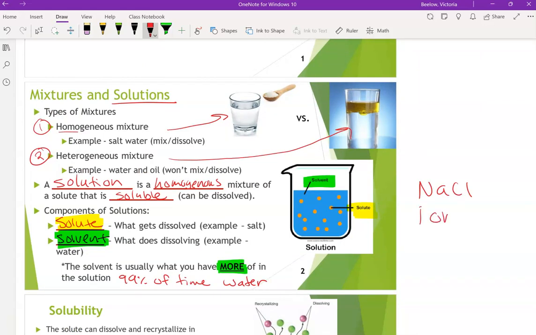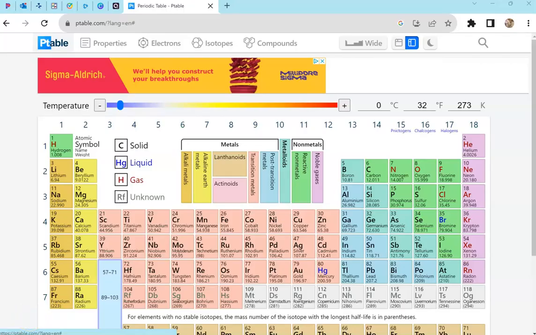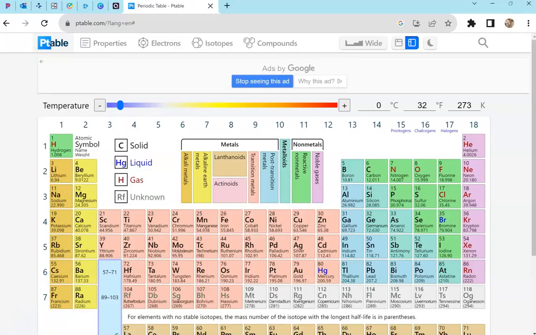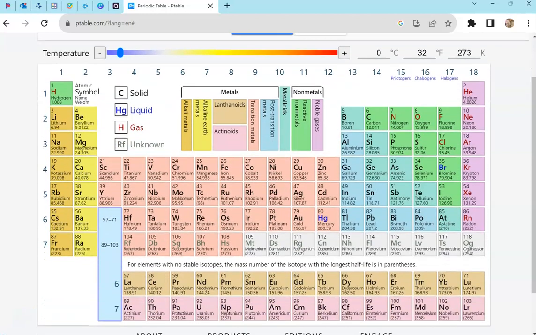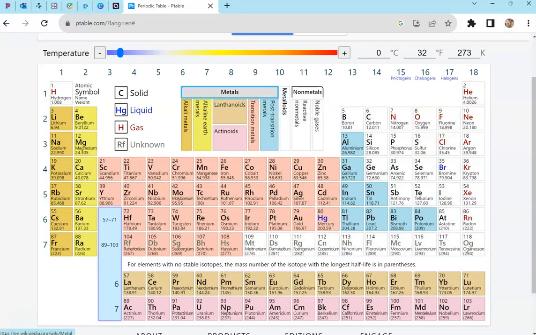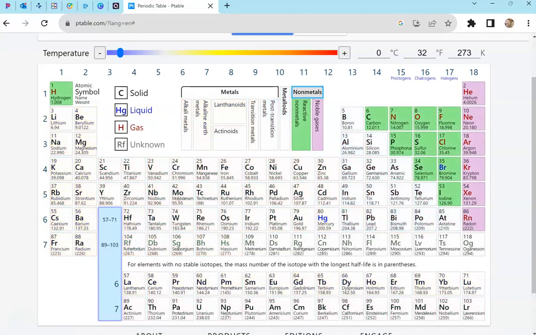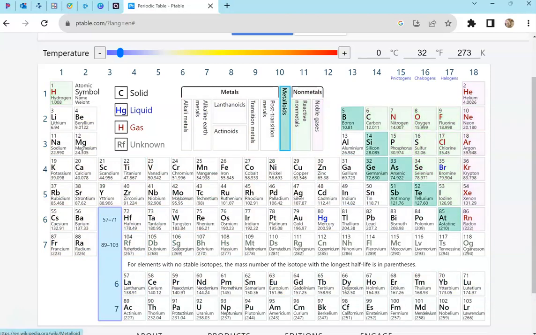Or any other type of ionic compound, which is a metal and a non-metal. So something from the left-hand side of the periodic table and something from the right-hand side. So again, salts, which are soluble, they can dissolve, are made up of metals and non-metals. Metals are everything to the left-hand side of the periodic table, and your non-metals are everything to the right. Again, using the staircase, the metalloids are that kind of dividing point.